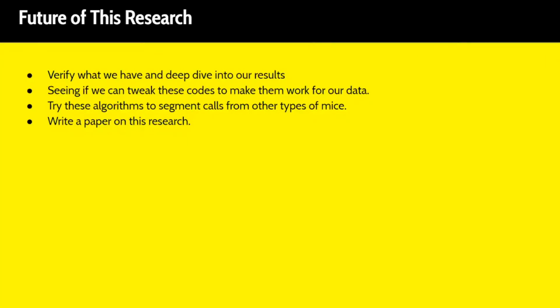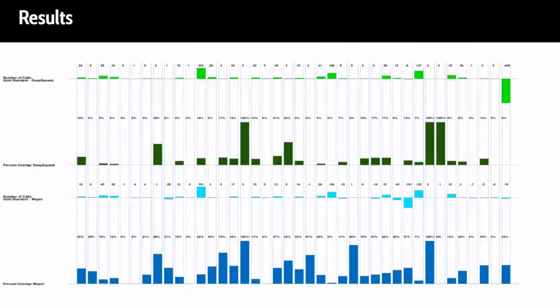Yes, and I would just like to go back and explain this figure. So the number of calls at the top is the gold standard versus DeepSqueak, so the by eye versus the code I ran it through. And it shows, gold standard minus DeepSqueak. So you can see some of the calls are below, and that is DeepSqueak having way more calls than what by eye, and vice versa for it being above. Then below that is the percent overlap between the two, which is what I showed you before in the analysis.